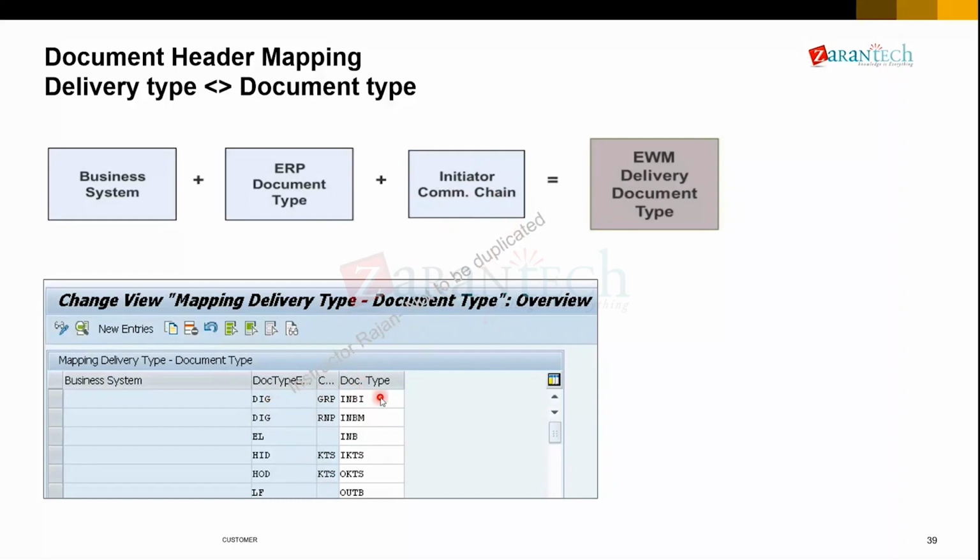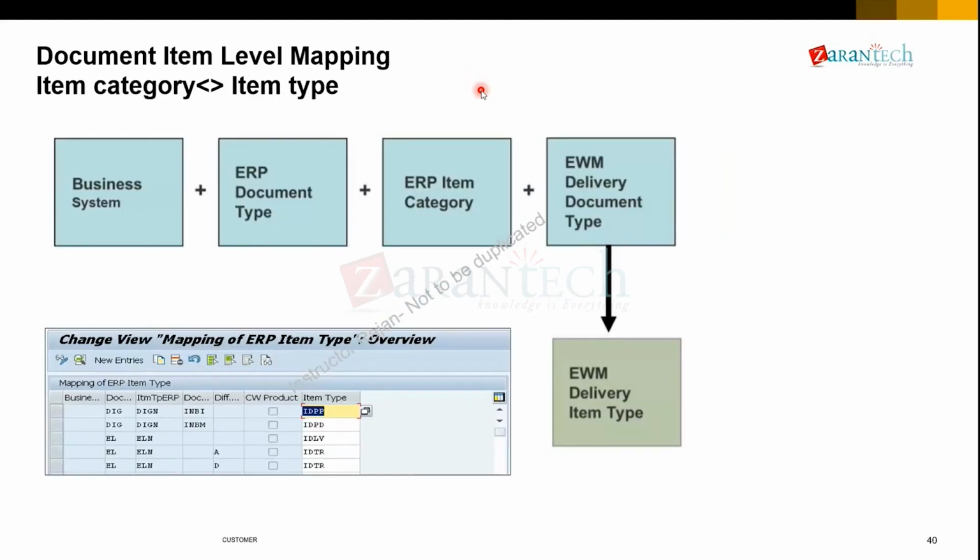So, one to many relationship. For that reason, we have an additional attribute. In this example, there are two deliveries which are initiated from Migo, DIG. Nevertheless, we have one for repetitive manufacturing, the other one for a regular manufacturing order. So in EWM, we have two document types, INBI and INBM, just to show you an example. And then the item categories are again mapped.